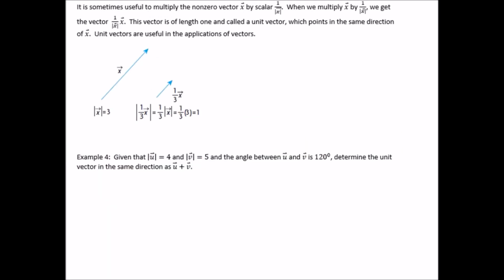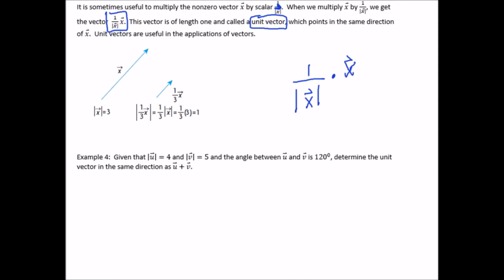So it's useful sometimes to multiply the non-zero vector x by a scalar 1 over the magnitude of vector x. Okay, this does say magnitude, it's really small. But when we multiply vector x by 1 over the magnitude of x, we get the vector 1 over the magnitude of x times vector x. Okay, this vector is of length 1 and called a unit vector. Let me repeat this: 1 over the magnitude of vector x times vector x. That's how we say it. Okay, and this points in the same direction as vector x. Unit vectors are useful in application of vectors. You're going to see this come up again.